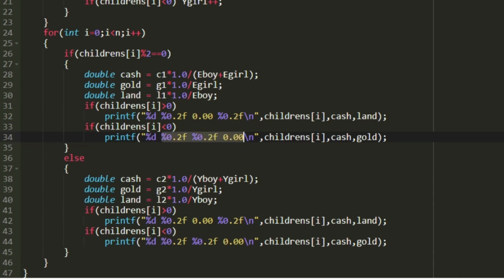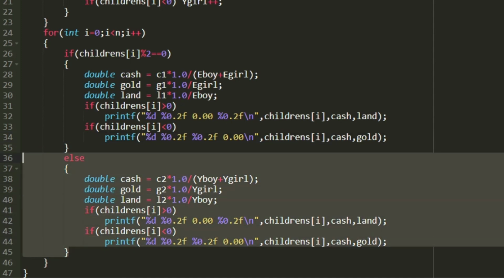So in the printf statement, first we will be printing an integer and then 2 float variables, and then finally we will be printing 0 0 because there is no share in land, and then we will be printing the actual share of cash and gold. So for a boy we will be printing the share of cash and land, and for a girl we will be printing the share of cash and gold.